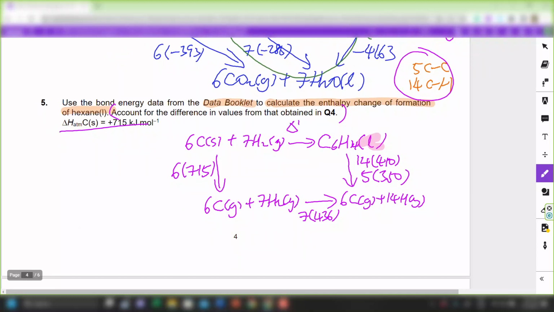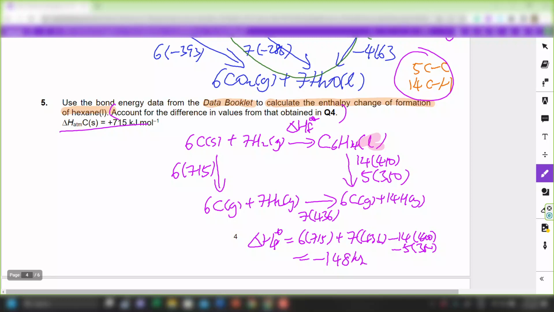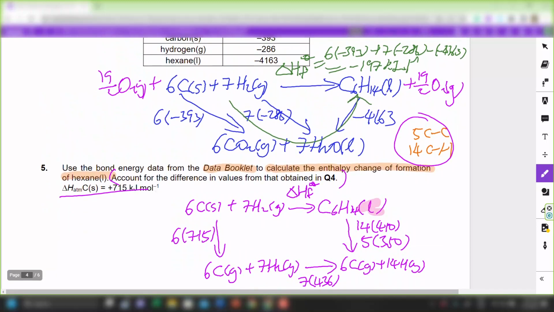So for the enthalpy change of formation here, I'm going to perform the calculation. That will be 6 times 715 plus 7 multiplied by 436, minus 14 times 410, minus 5 times 350. If I punch the calculator, I'll get negative 148 kilojoules per mole. So I think there is indeed a difference of about 50 kilojoules per mole.